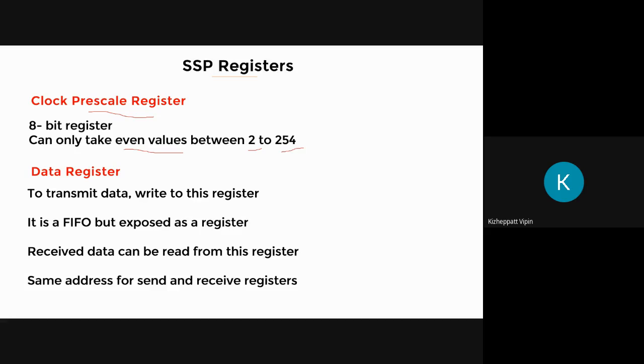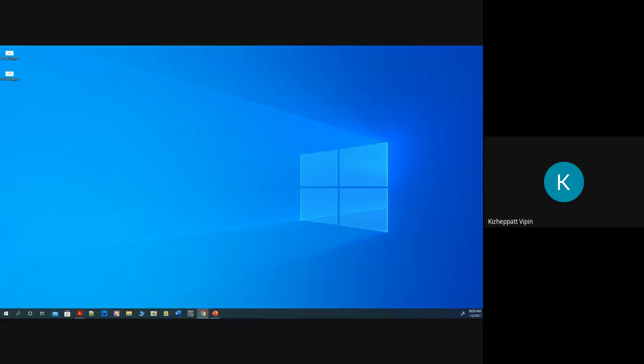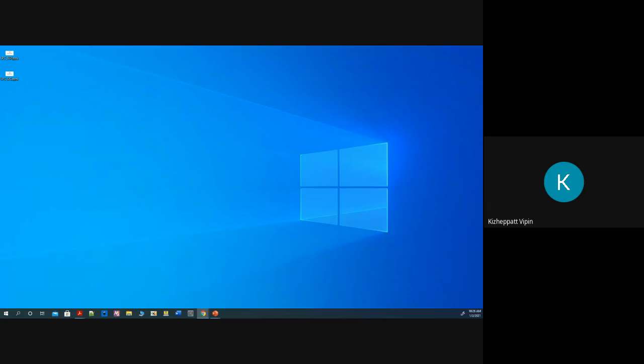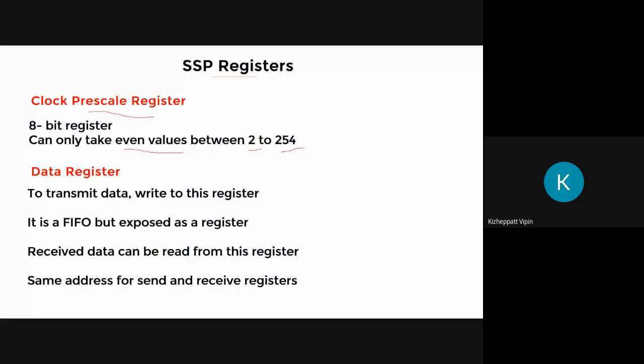It was 8. That's why it was told that the maximum bit rate is 1/8 of the peripheral clock, because the minimum value that you can write there is 8, and you can write only even numbers above 8. That was the condition for SPI. So again, please refer to the old lectures also.